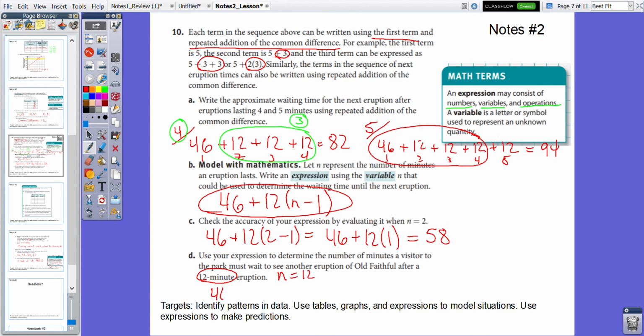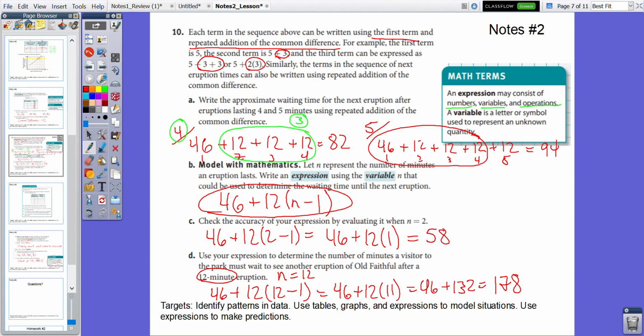So 46 plus 12 times 12 minus 1, that's going to give me 46 plus 12 times 11, because 12 minus 1 is 11. 11 times 12 is 132. So 46 plus 132 is going to give me 178. So nearly 3 hours of waiting until the next eruption after a 12-minute one has just gone off.